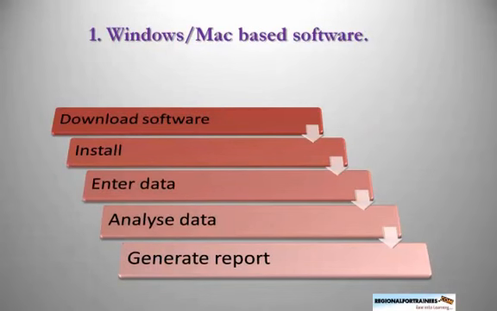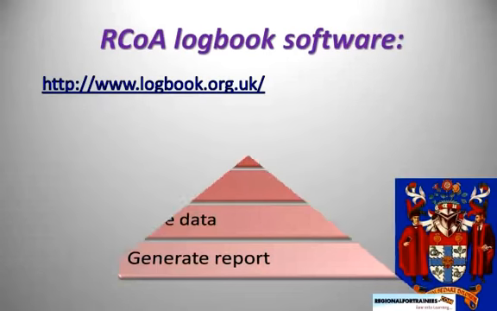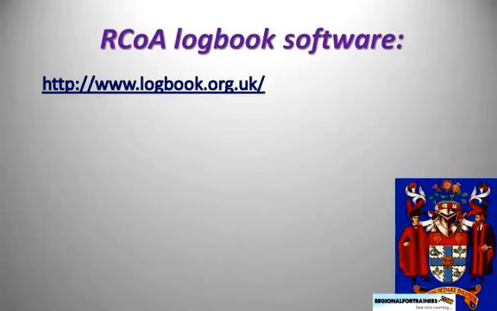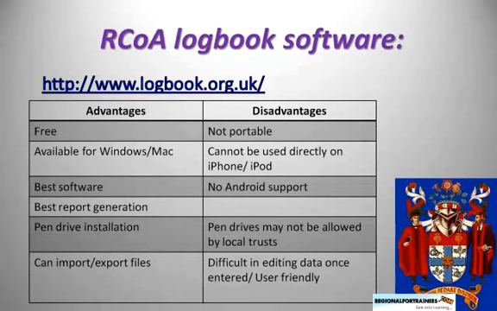So talking about each solution one by one, the Windows or Mac-based software basically involves steps of downloading the software, installing it, registering yourself, entering your GMC number, starting to enter data, and then you can analyze the data as you do it, and then you can generate reports. The premier example of this type of software is the Royal College of Anaesthesiologists Logbook software available on the shown website.